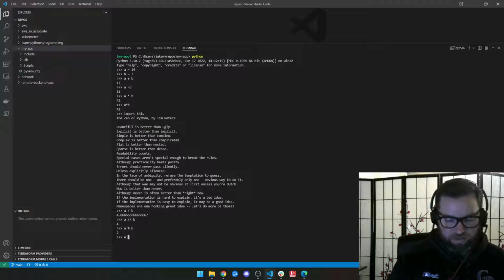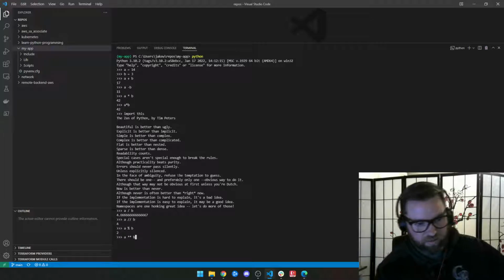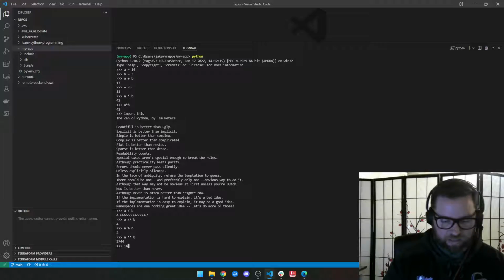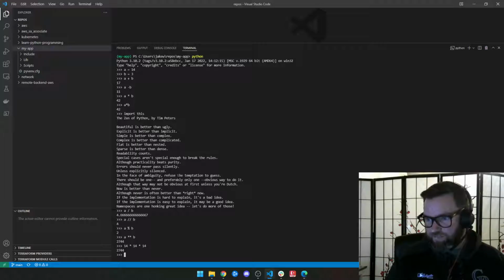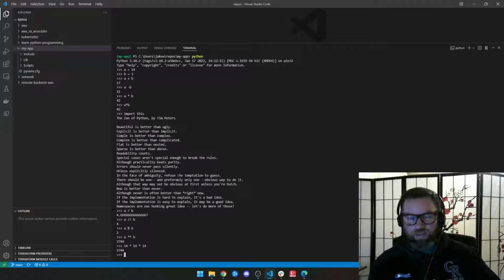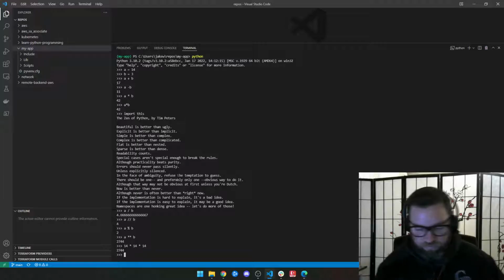And then there's exponents, and we use 2 stars, or asterisks, or multiply symbols, to say a to the b power, or 14 to the third power. So that would be the same thing as 14 times 14 times 14. And that's the basic mathematical operations that we would use in Python.